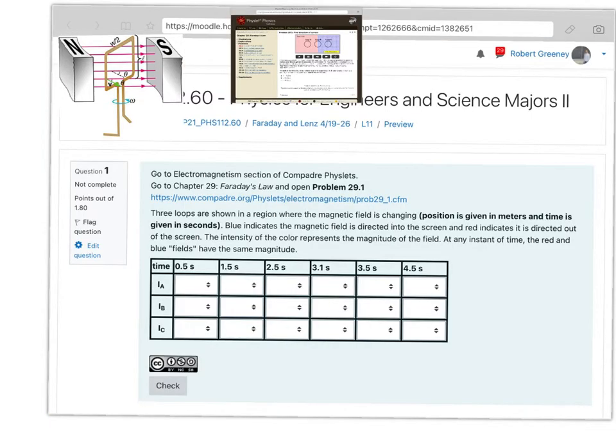And all you're doing in this question is identifying the direction of the current, and the direction of the current, keep in mind, is in the direction of the induced EMF. So good luck with that.